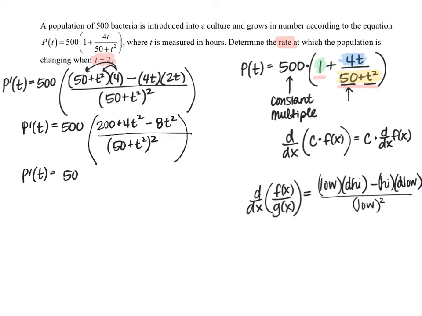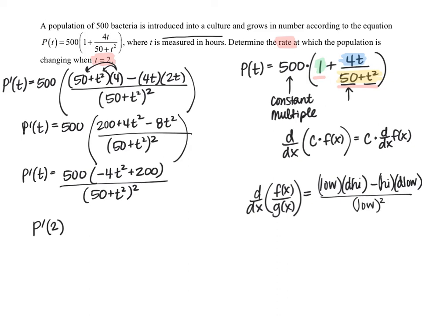So now I have 500 times negative 4t squared plus 200, all divided by the quantity 50 plus t squared, squared. So here is my simplified derivative. This is my rate of change at any time for this particular population. And now we want the rate of change specifically at t equals 2, and t was measured in hours, so at 2 hours. So here's where you just grab your graphing calculator and substitute in 2 for t.